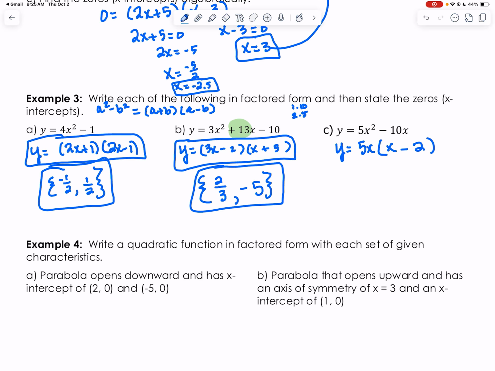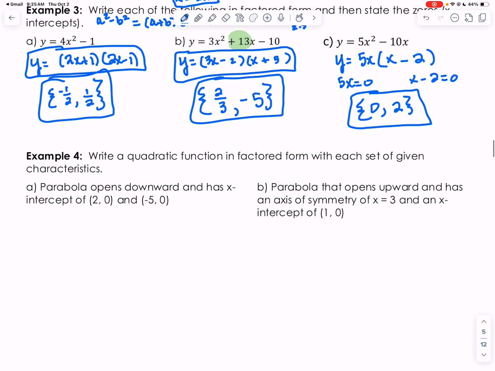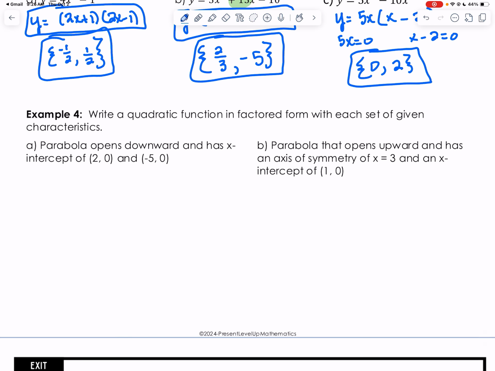Now I'm going to set each one of those equal to 0 and then solve it. So here 0 divided by 5 would just give me 0. Here add 2, and that would just give me positive 2. Now, in our last example, it says write a quadratic function in factored form with each set of given characteristics. So in problem A, we have a parabola that opens downward and has x-intercepts of (2, 0) and (-5, 0). So let me just kind of sketch what's going on here.